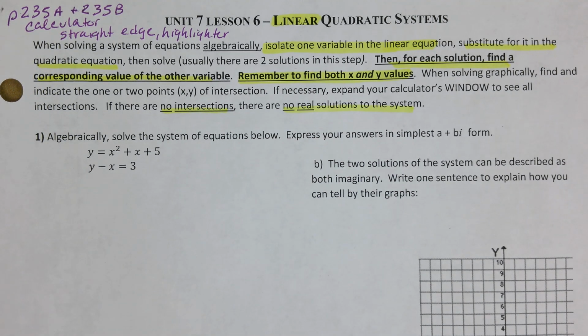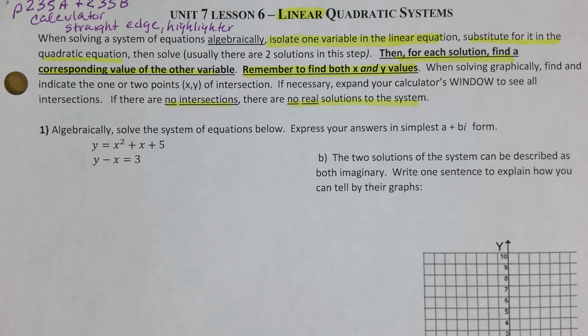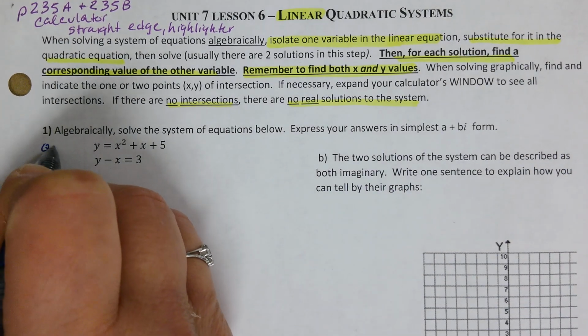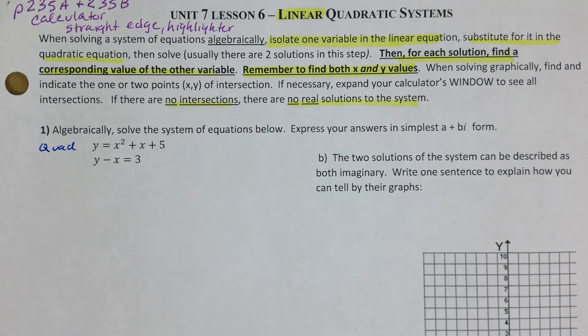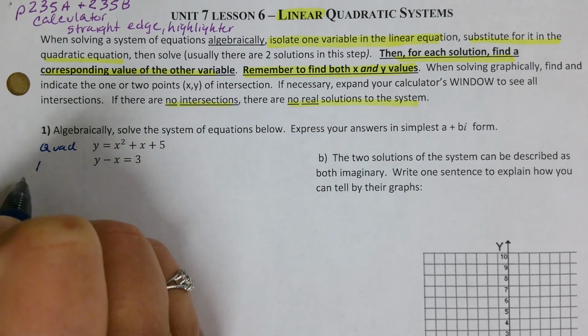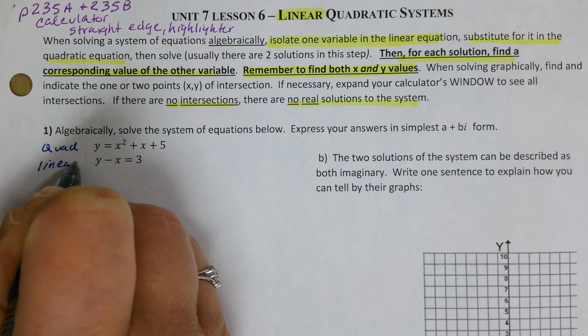Number 1, algebraically solve the system of equations below. Express your answers in simplest a plus bi form. This is our quadratic, y equals x squared plus x plus 5. And this here is our linear, y minus x equals 3.